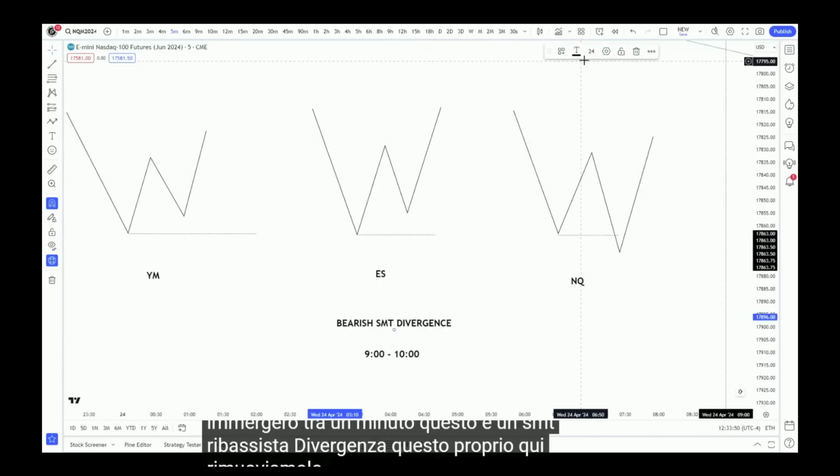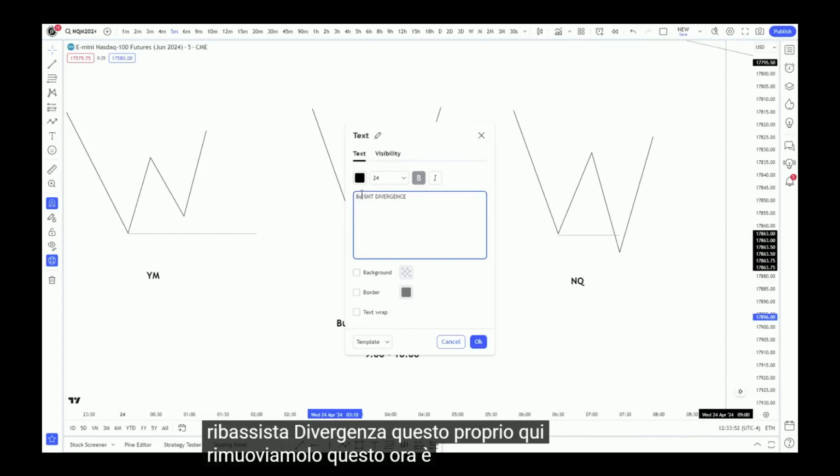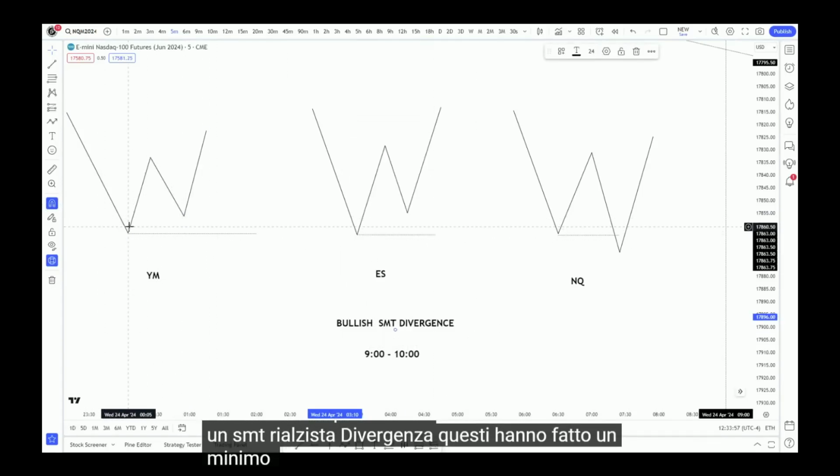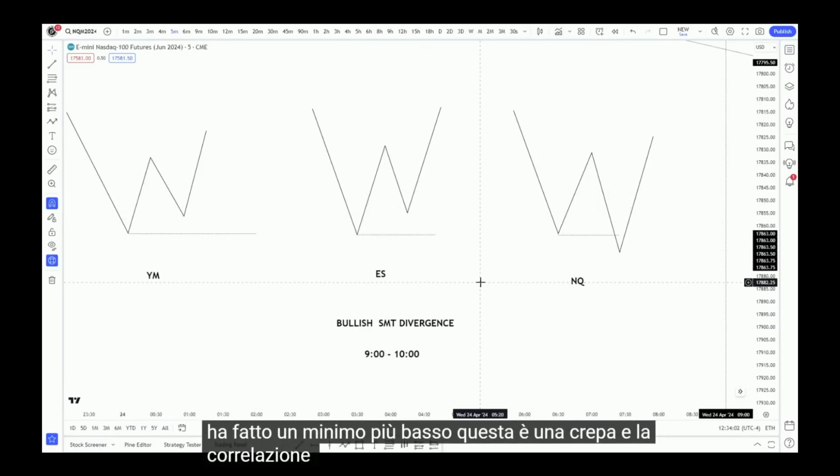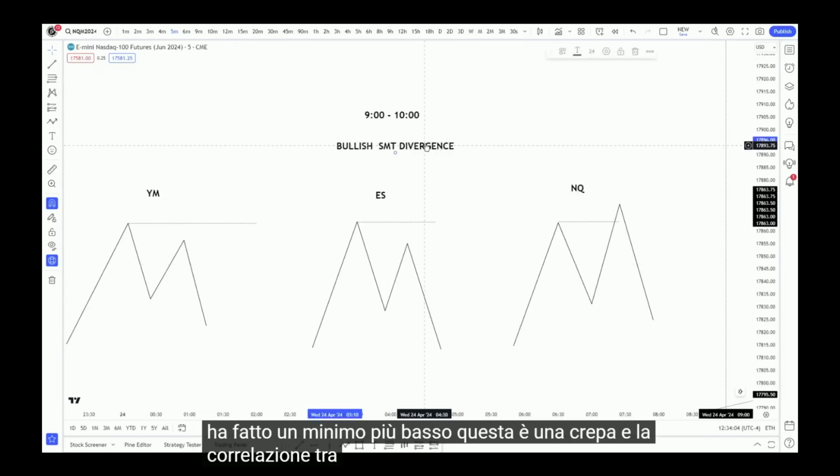This right here, let's just remove this. This is now a bullish SMT divergence. These made a higher low. These made a higher low, this made a lower low. This is a cracking correlation between correlated assets.